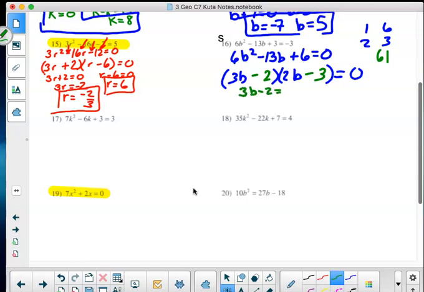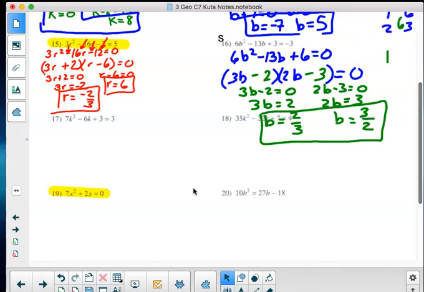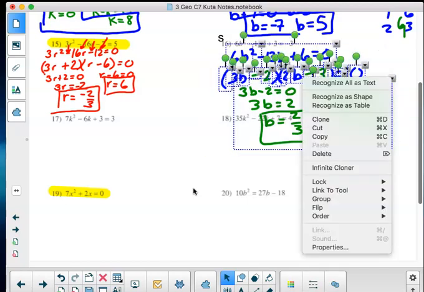3b minus 2 is equal to 0. 2b minus 3 is equal to 0. So now 3b is equal to 2 and b is equal to 2/3. 2b is equal to 3 and b is equal to 3/2. So those are my answers. And we are just going to make sure that if you've got questions, you seek out enlightenment from your local geometry teacher.